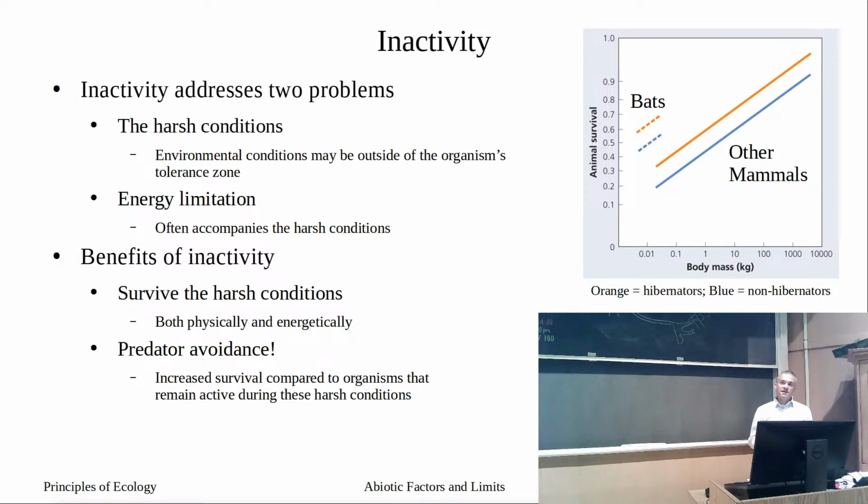The second problem that gets addressed is the energy limitation that is often accompanied by these harsh conditions. I like using winter because it's easy to imagine. You get a bunch of snow, that snow covers up the grass and the vegetation, and any herbivore is going to have a hard time finding food. Grass isn't available; it's underneath a foot or 2 feet of snow. The browsers might not get to the brush. The trees have dropped their leaves and they're not growing. It's going to be hard for these organisms to acquire their energy. So we've got these two problems that we're trying to address.